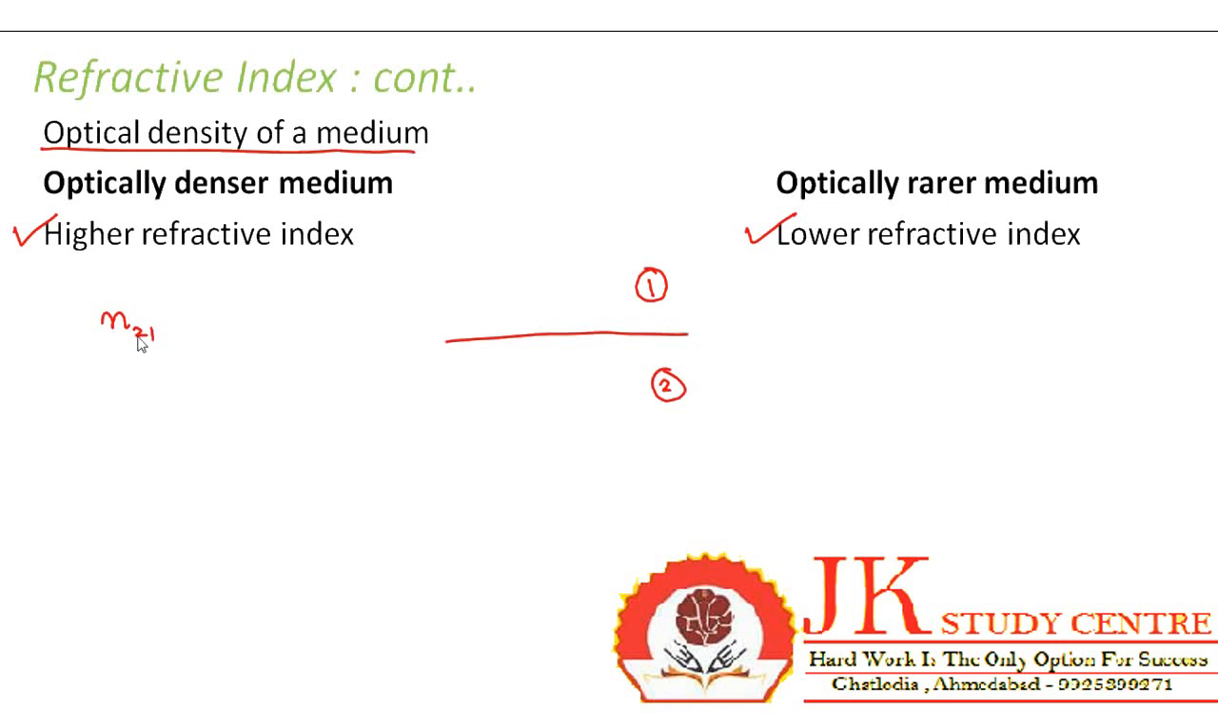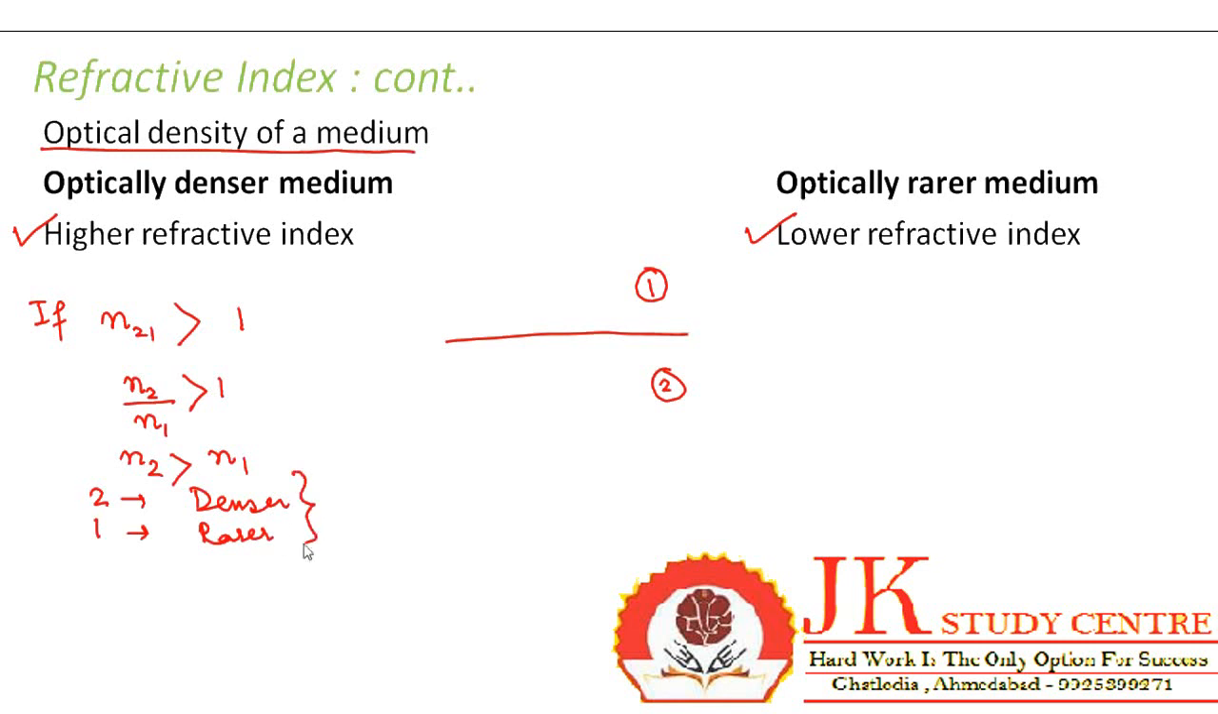Refractive index of medium 2 with respect to medium 1. If n21 is greater than 1, what does this mean? This means that refractive index of 2 with respect to 1 is greater than 1, or refractive index of 2 by refractive index of 1 is greater than 1, or it means refractive index of 2 is greater than refractive index of 1. This means that medium 2 is a denser medium and medium 1 is a rarer medium.